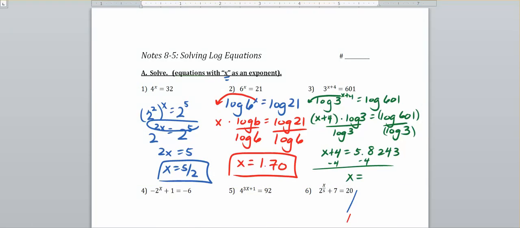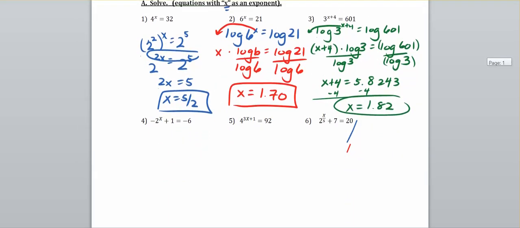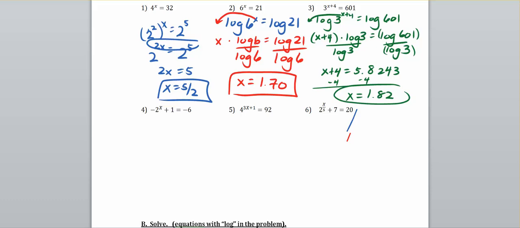So my x answer is going to be 1.82. All right. Now, if we scroll down to number 4, the issue with number 4 is that I cannot take the log of both sides yet.